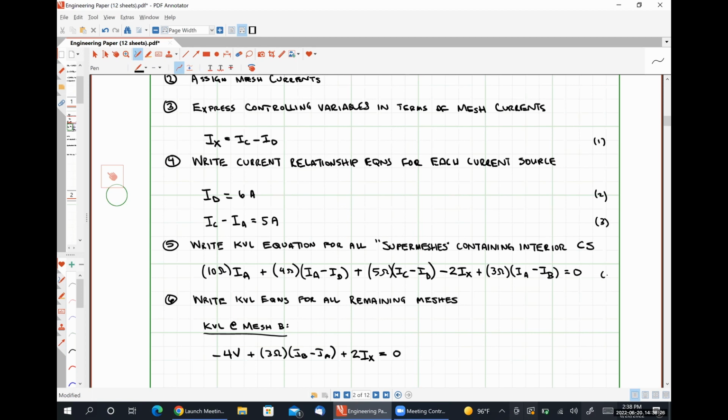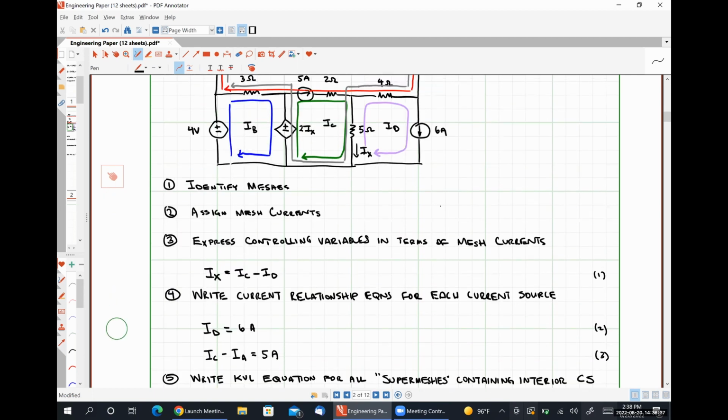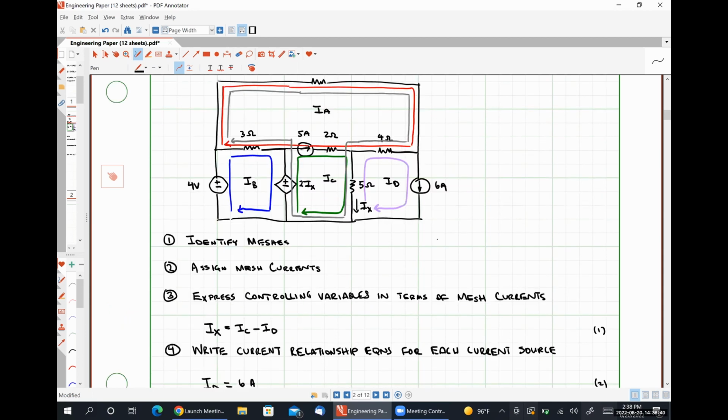I have this KVL equation for my super mesh. That's equation number 4. And finally, I have this KVL equation around mesh B. That's equation number 5. Our system only has 5 unknown currents: IA, IB, IC, ID, and IX. So we don't actually have to write a Kirchhoff's voltage law equation for mesh D. And in fact, we actually can't, okay?